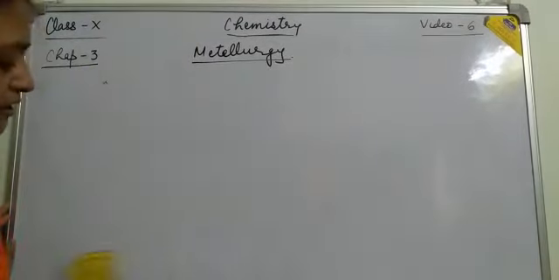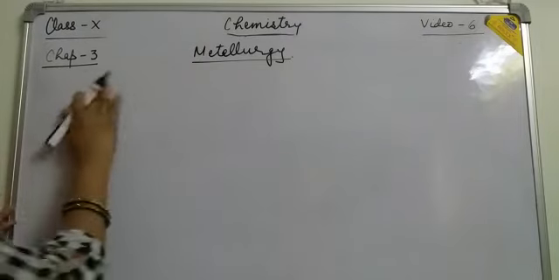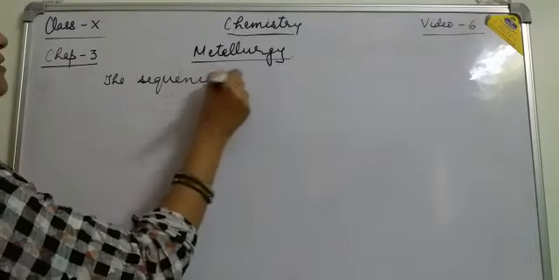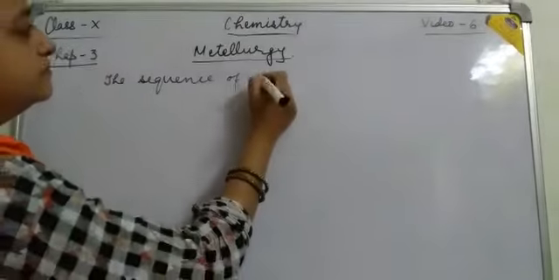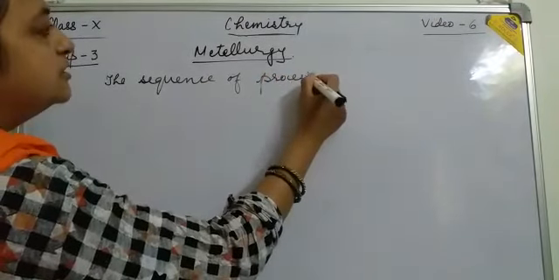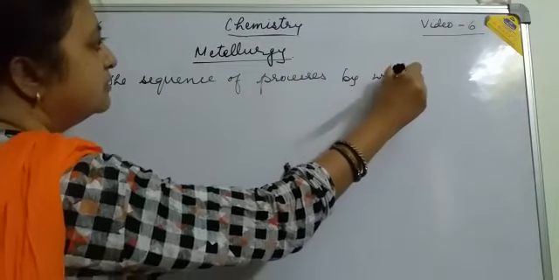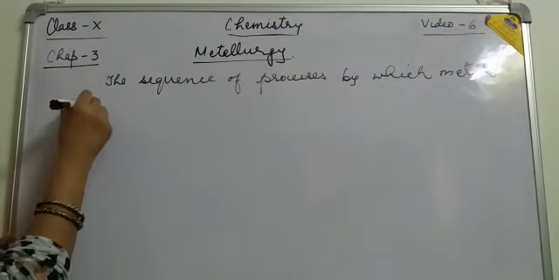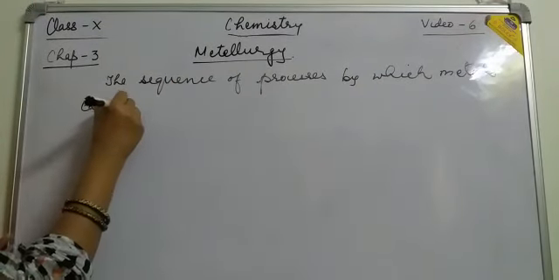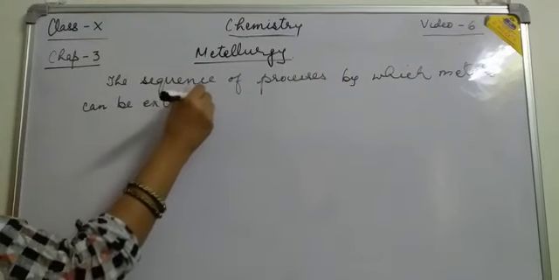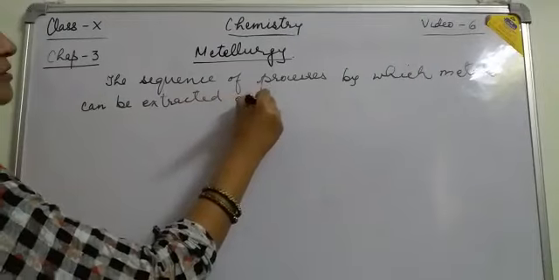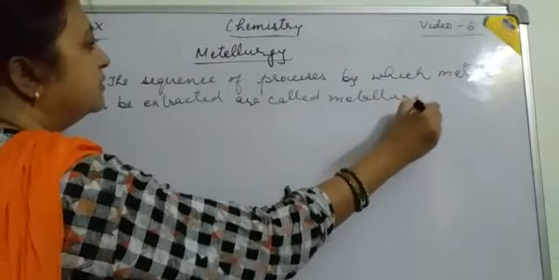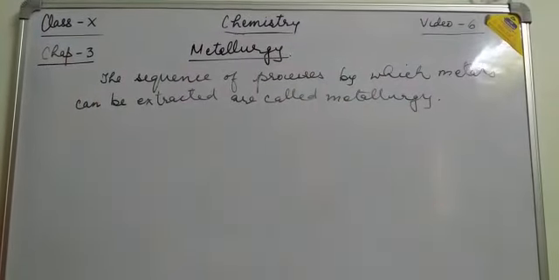First of all, what is metallurgy? The sequence of processes by which metals can be extracted is called metallurgy. The definition of metallurgy is very common in your board examinations.